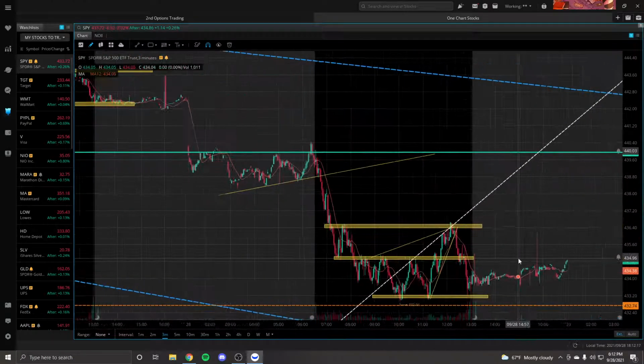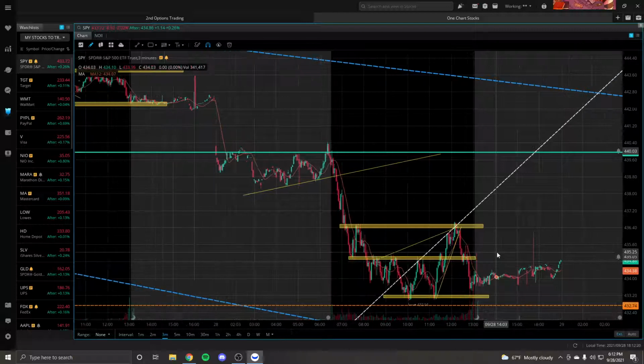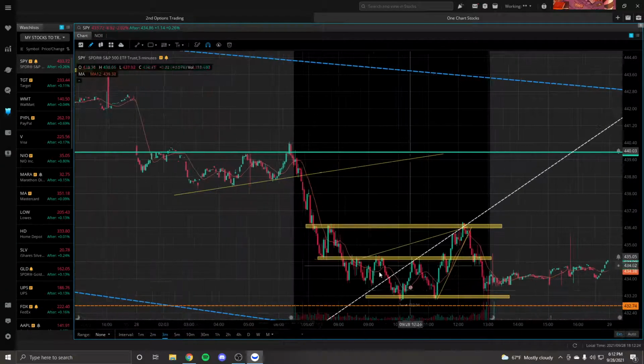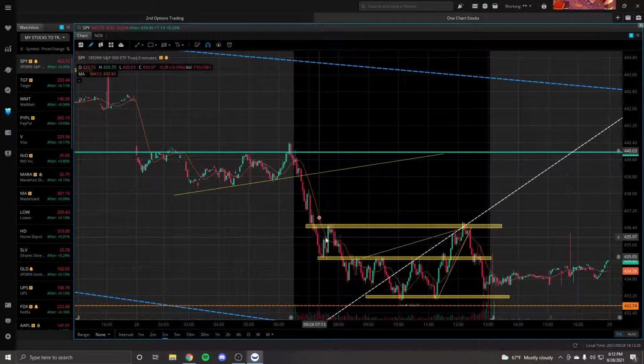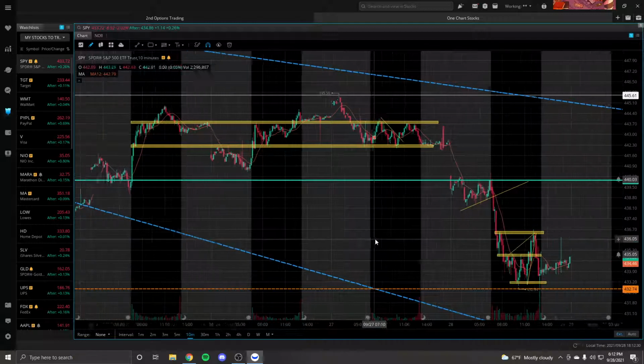That's how you do it, and that's how you start doing it throughout the day. It's better done in higher time frames, but the low ones, like right now I'm looking at 3 minutes. That's good for scalping. 10 minutes to 30 minutes, that's good for day trades.